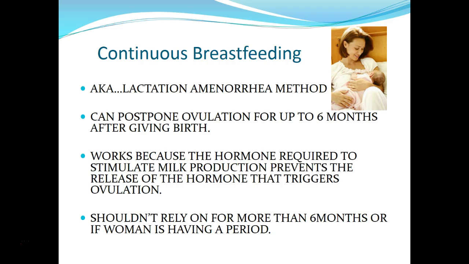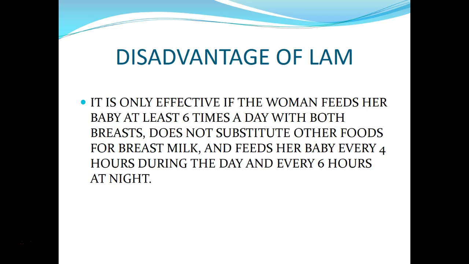However, they have to be very meticulous about breastfeeding. It does not work or is not effective if you supplement. You have to be an exclusive breastfeeder, and you have to breastfeed at least 8 times a day. So you really should not rely on this method for more than 6 months, or if the woman starts to have a period prior to that 6 month period. Because if she is starting to have a period, then that means that she's ovulating.